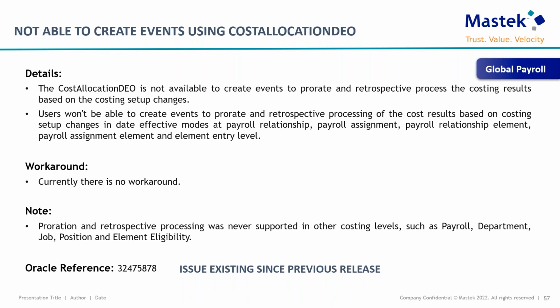based on the costing setup changes in the date effective mode at payroll relationship level, element entry, payroll relationship element, or payroll assignment, anywhere. Currently there is no workaround for it. Proration and retrospective processes were never supported in other costing levels such as payroll, department, job, position, element, eligibility, and all. So currently this is an issue and a known bug, and we do not have any workaround for that.